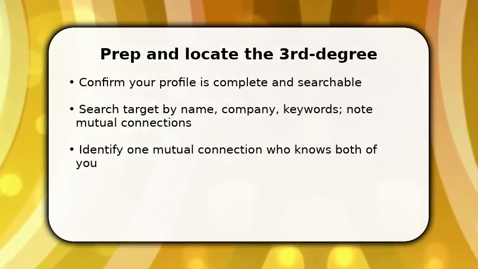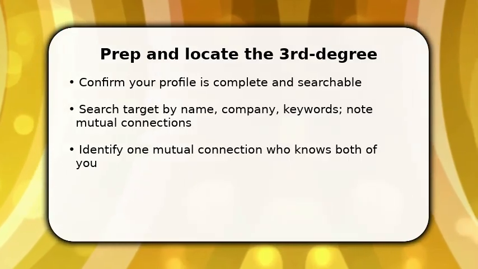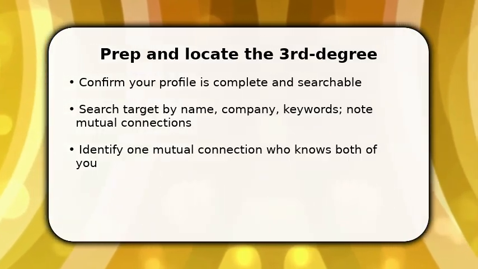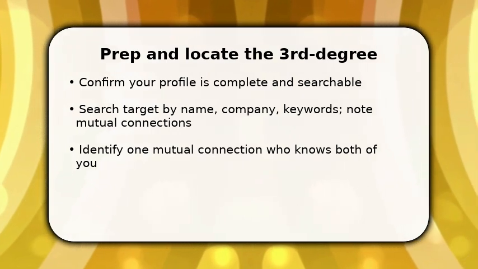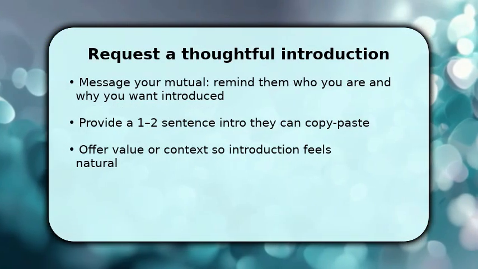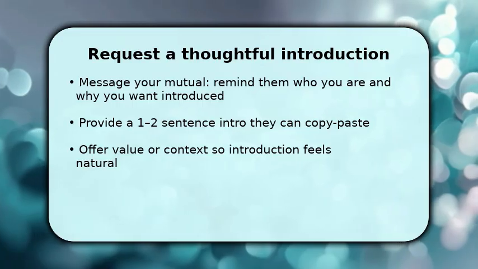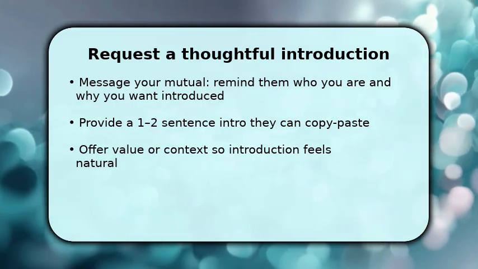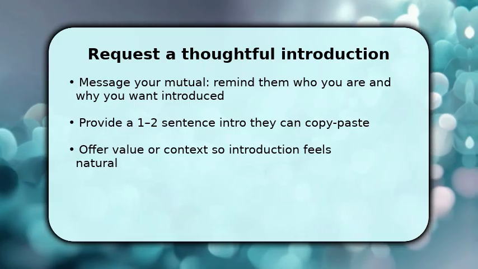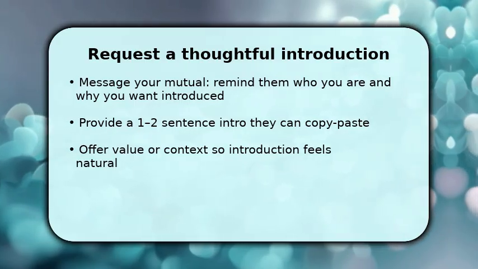Now choose that mutual connection and prepare a concise reason for the introduction. This sets the stage for the outreach you'll send in the next step. You now craft and send a polite, actionable introduction request to your mutual connection. Start by reminding them how you know each other and why connecting to the third degree helps.